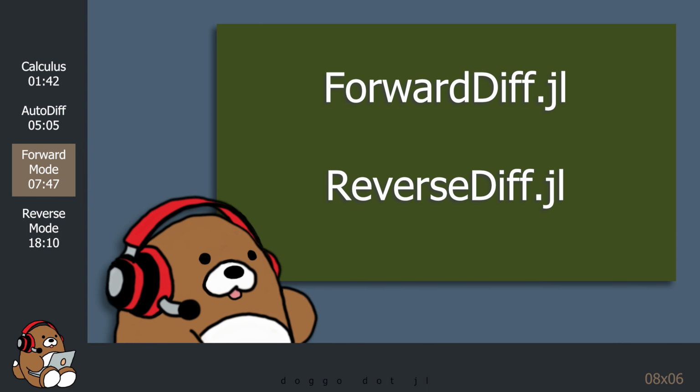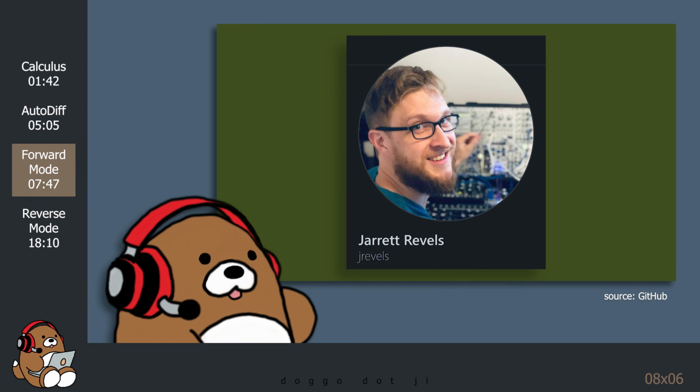There are a surprising number of automatic differentiation packages available in the Julia ecosystem. The two packages that I will be covering today are ForwardDiff.jl and ReverseDiff.jl. Both packages were created by Jared Revels. It looks like he's moved on to bigger and better projects these days, but he's one of the early Julia developers who's been making significant contributions to the Julia ecosystem ever since the early days.